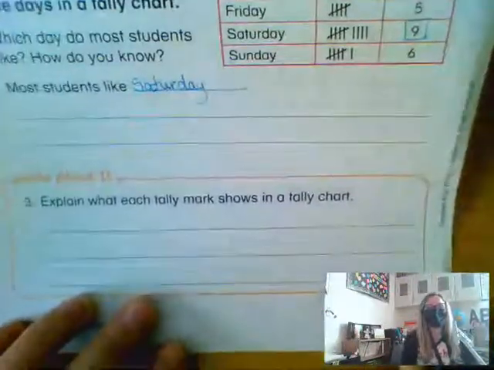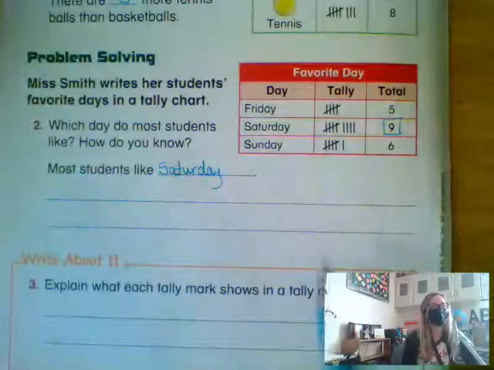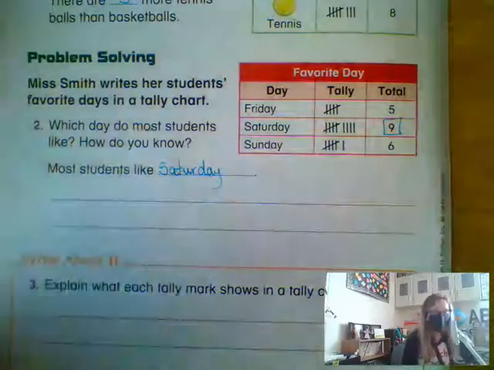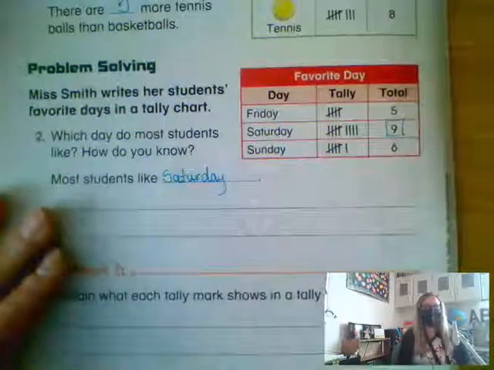It says, explain what each tally mark shows. What does each tally mark show in a tally chart? Beckett? A number. Each one represents one vote, right? And one line. Each line is one vote. Good job.